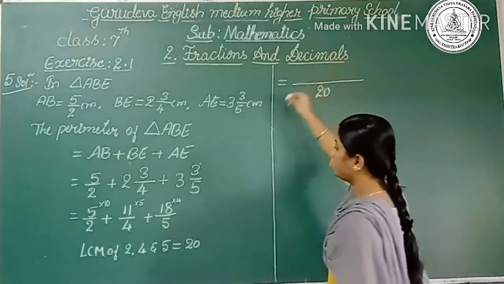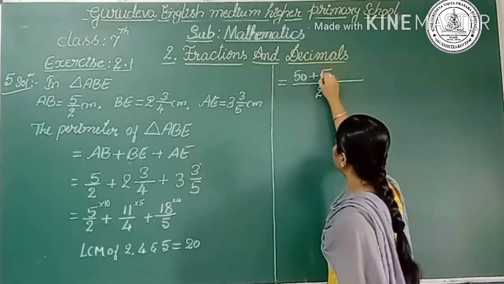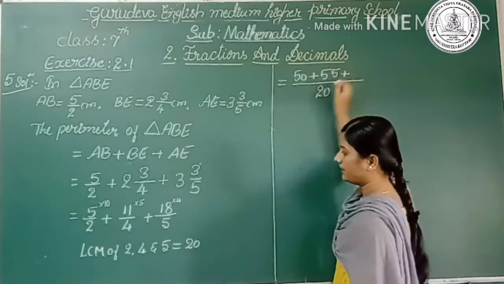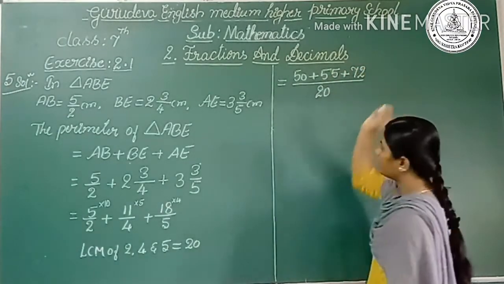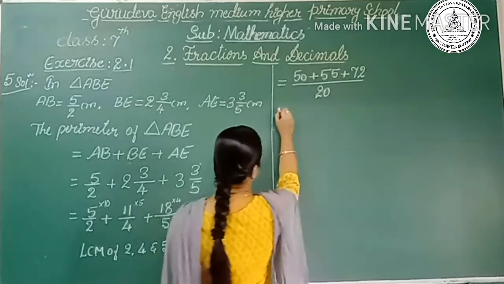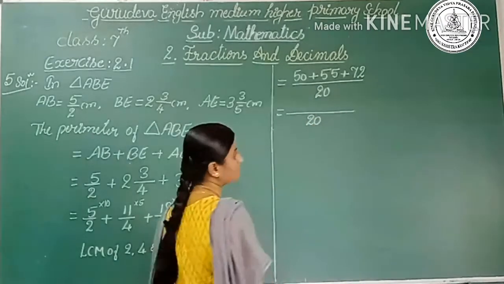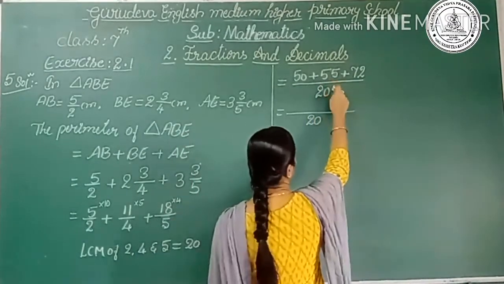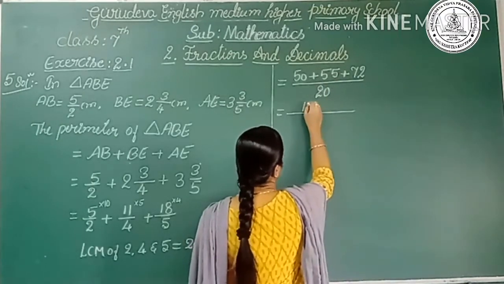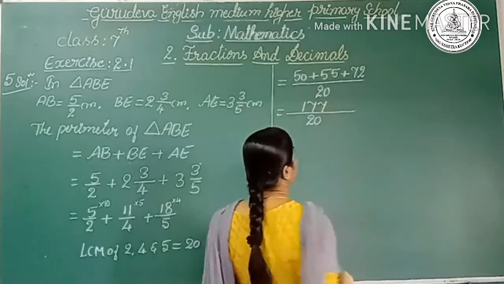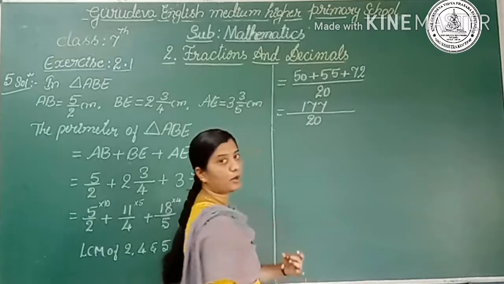Okay, then multiply here: 5 tens are 50, plus 11 fives are 55, plus 18 fours are 72. Now add the numerators, over 20. So 50 plus 55 is 105, and 105 plus 72 is 177. So 177 over 20 is in the form of an improper fraction.